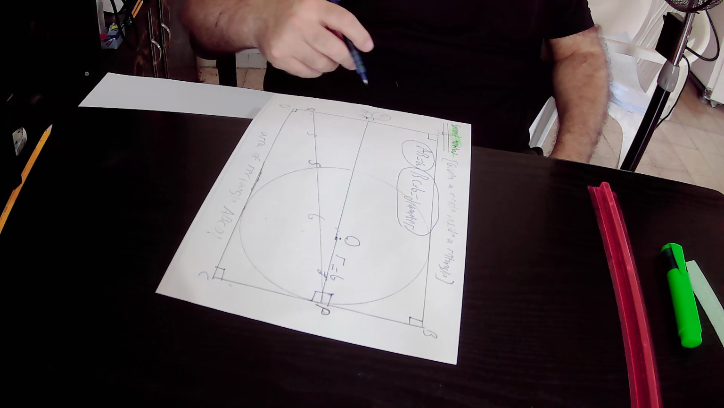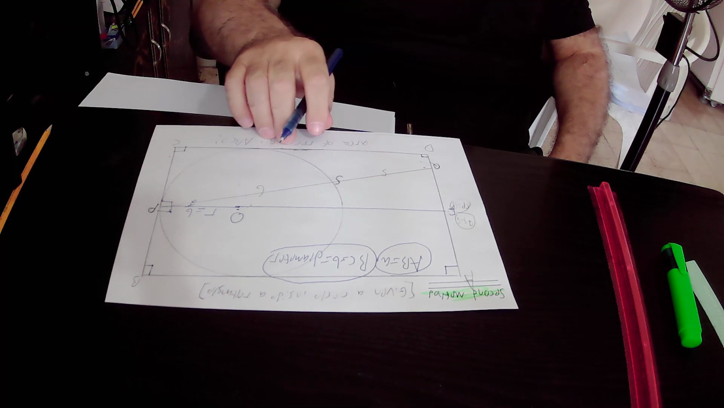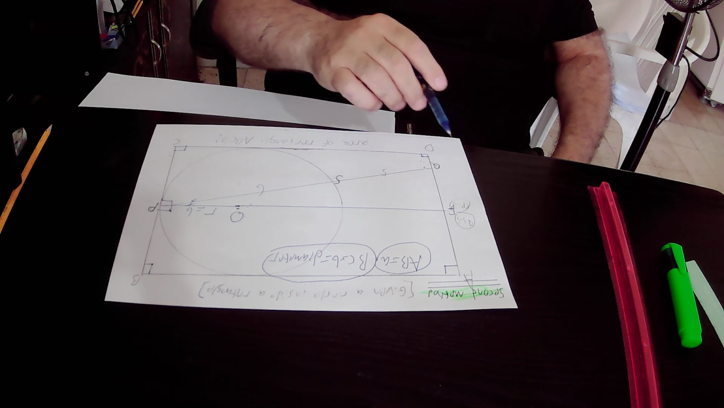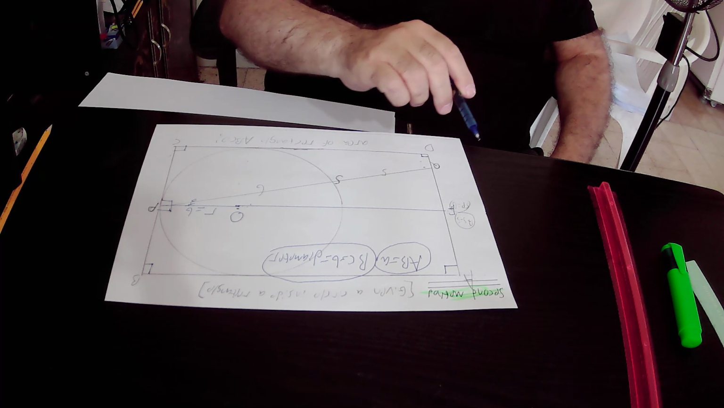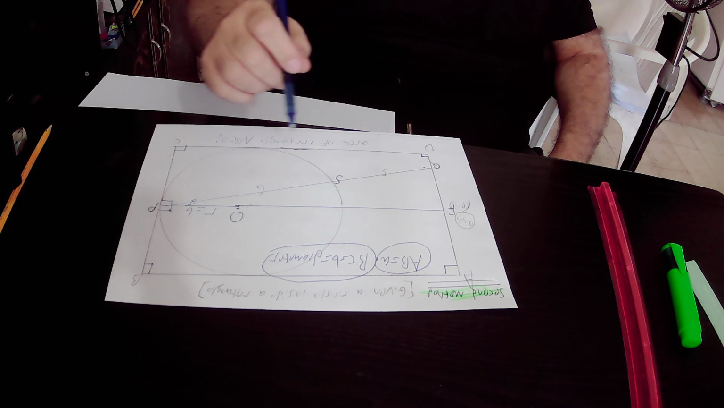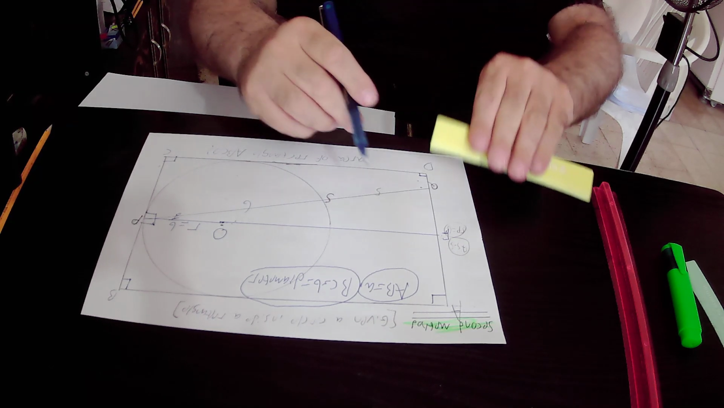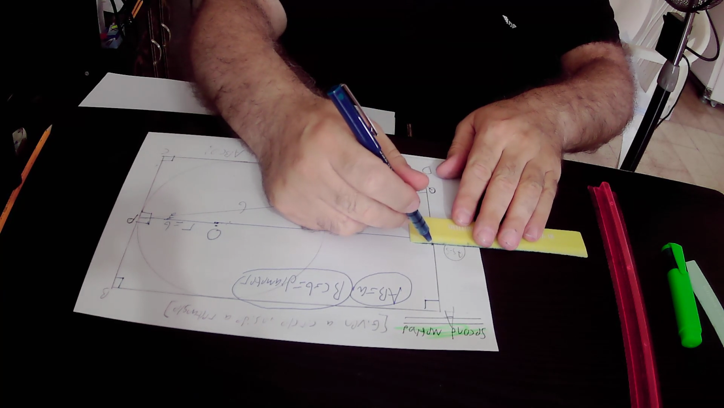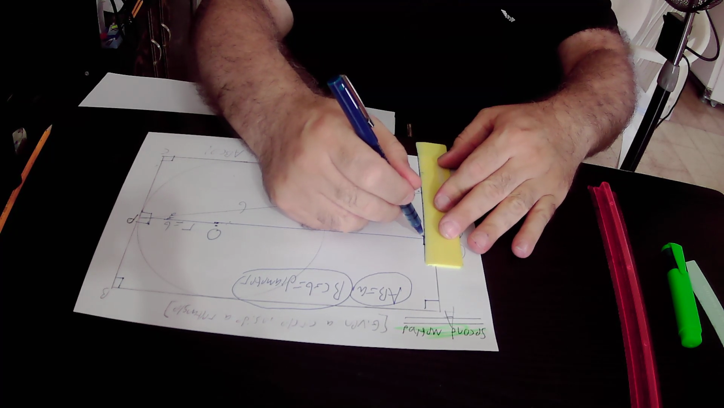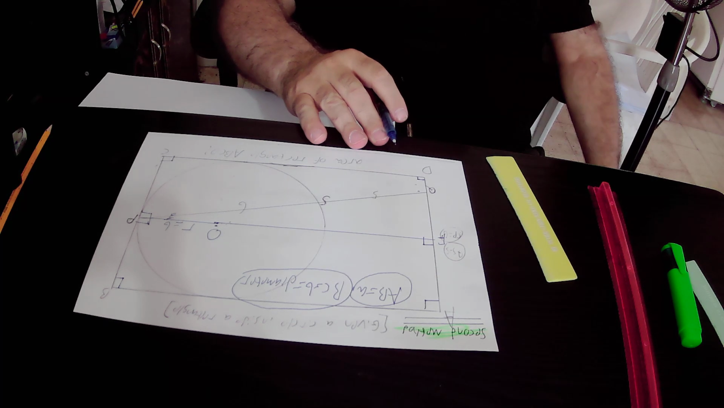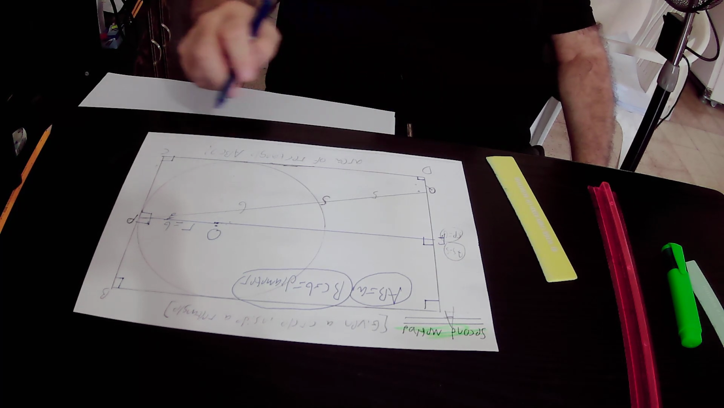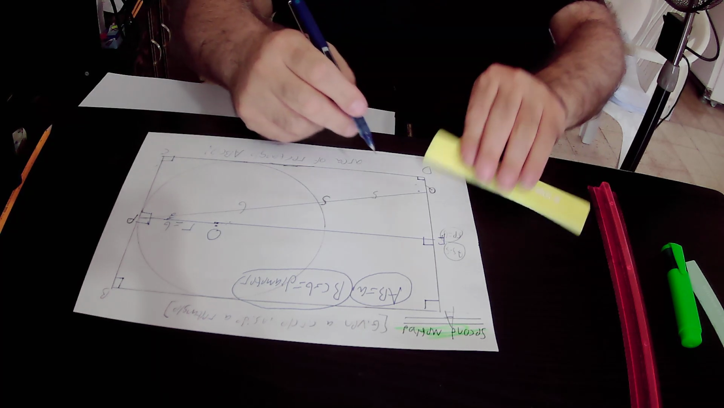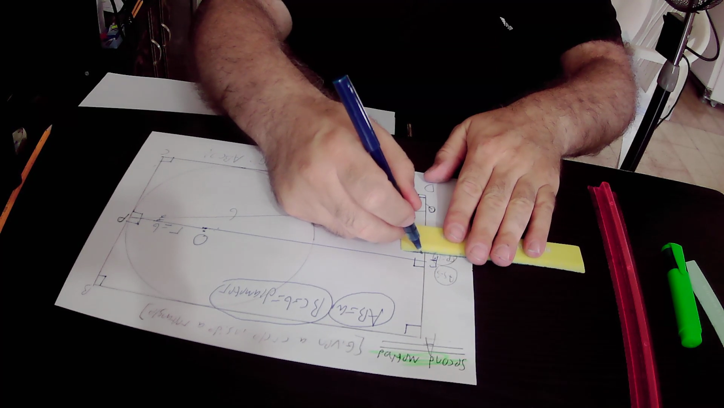So here we'll focus on quadrilateral ABPF. In quadrilateral ABPF we have 1, 2, 3 right angles, therefore the fourth angle must also be equal to 90 degrees in quadrilateral ABPF. Likewise, in quadrilateral FPDC, we have 1, 2, 3 right angles, therefore the fourth angle must also be equal to 90 degrees.